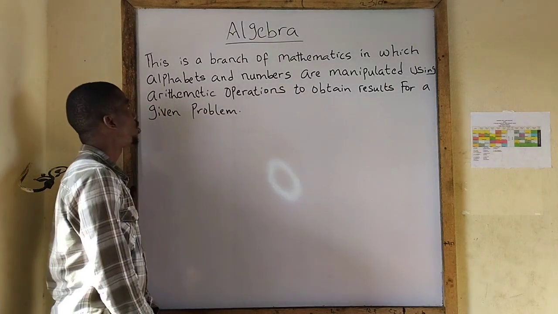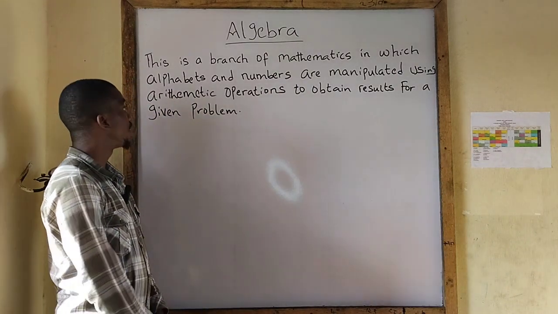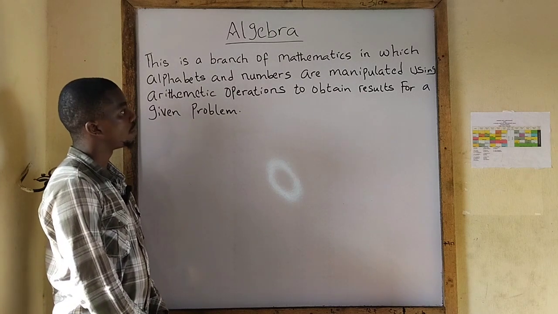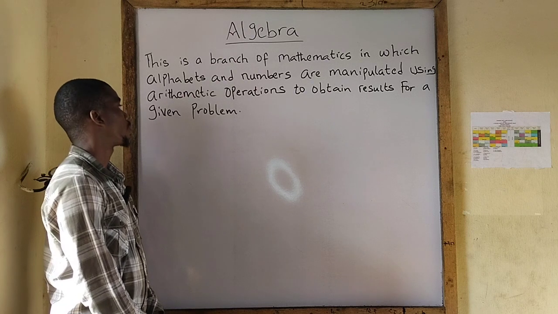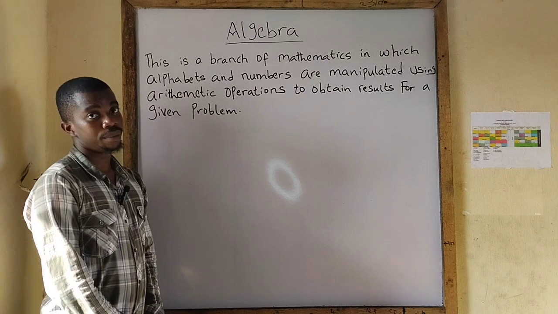Now, we say that algebra is a branch of mathematics in which alphabets and numbers are manipulated using arithmetic operations to obtain results for a given problem.